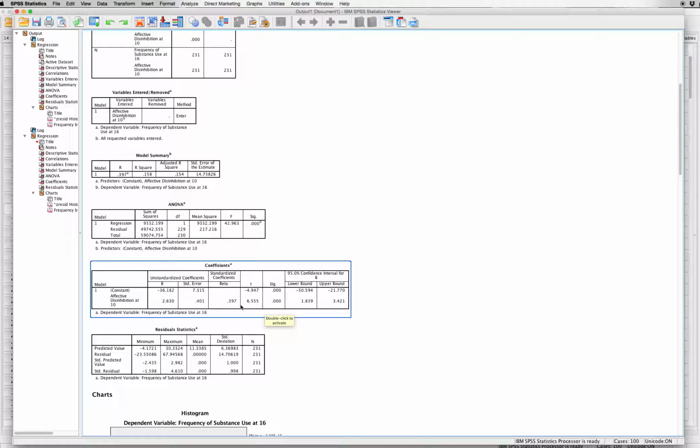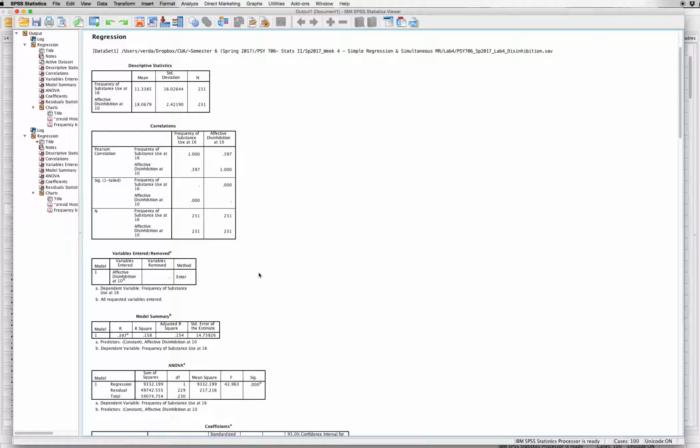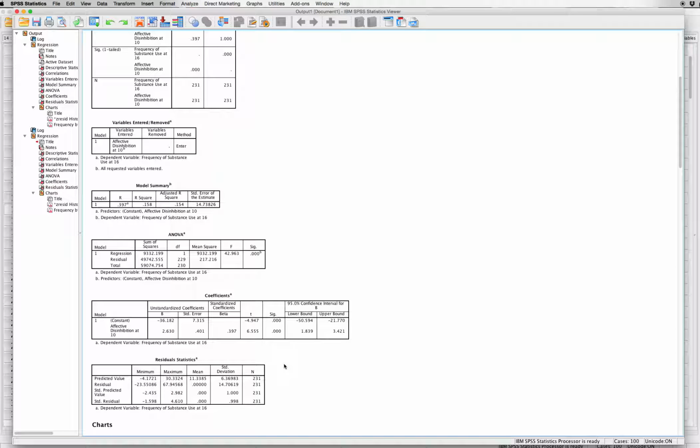So for example, if I were to calculate the t, if I have a value of the coefficient and the standard error, I can just divide those two values. So 2.630 divided by 0.401 would actually give me a value of t. Similarly, I can calculate the beta value using the B value and the standard deviation values up top here, and you can refer to your book for details on the exact formula.